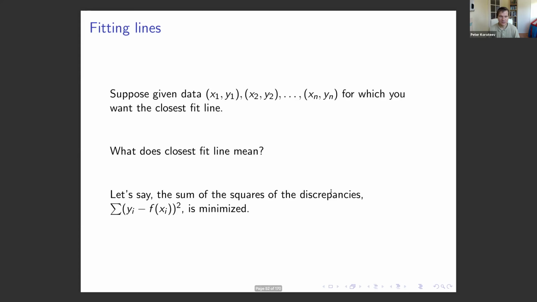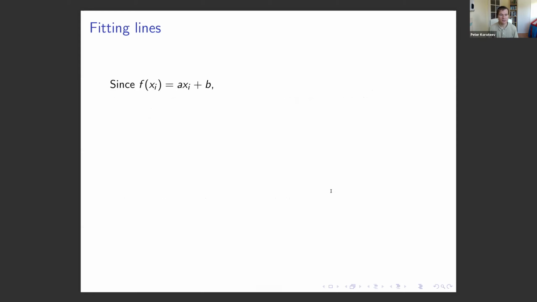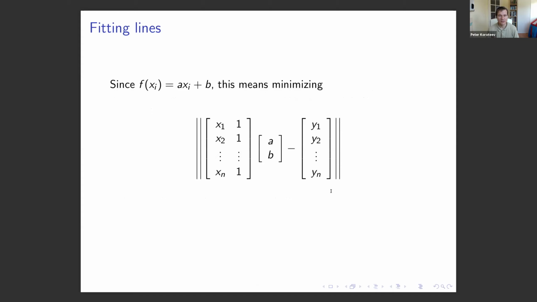Say we take the sum of differences between the values of the function, the squares of the values of the function, such that it is minimized. That's why it's called least squares. Since we want to fit the line as a linear function, we are solving the following minimization problem.